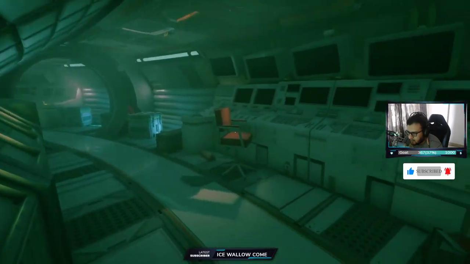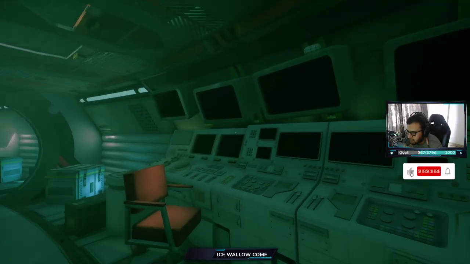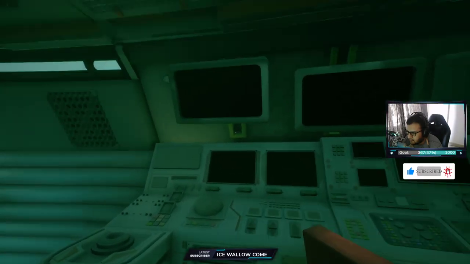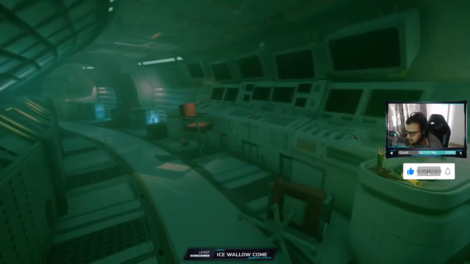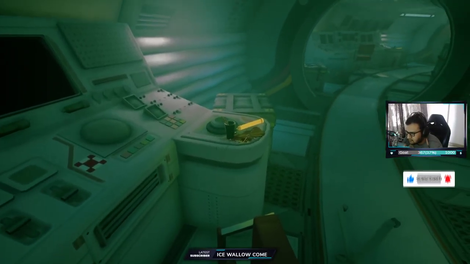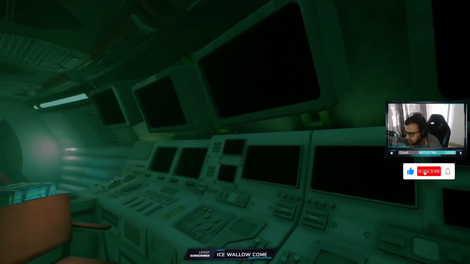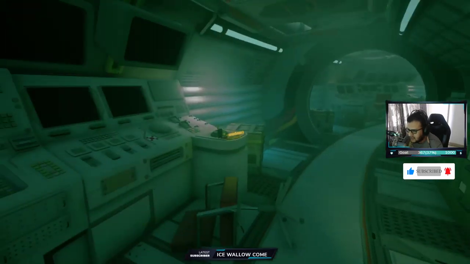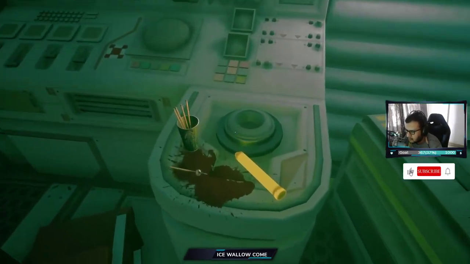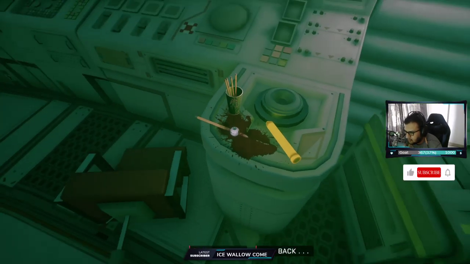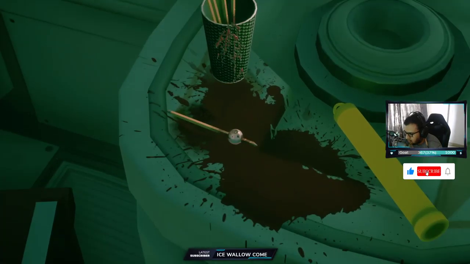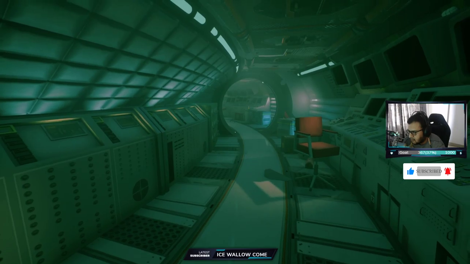Hey Venom, what's up man? Welcome. Fuck. Guys see anything? One, two, three, four, five. The fuck is this, dude? Eyeball. Ghostly glow. So I got the eyeball.